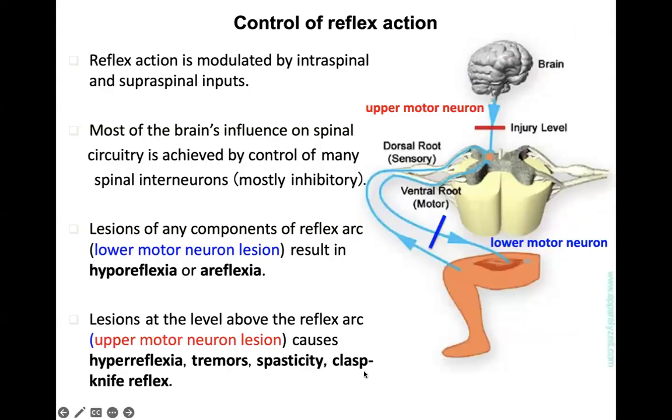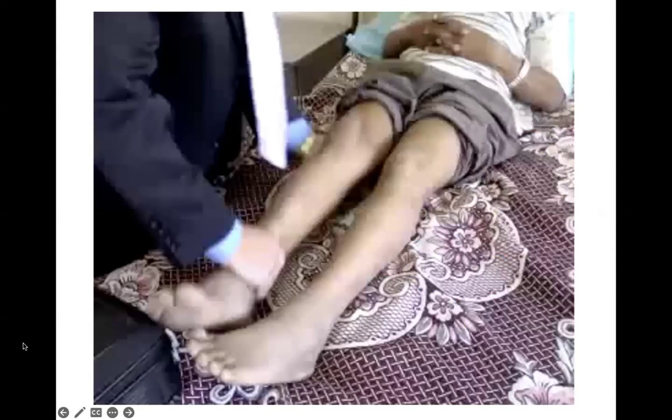Anyone know the word clasp knife? You can Google and look at the image if you have no idea what a clasp knife is. It's a type of pocket knife. When you try to close it, you have to put a little bit of pressure. In the beginning, it has a little bit of resistance, and until one point, it kind of collapses, boop, and then you can close that knife. So this is exactly the same as the response from these patients. And it's one example of hyperreflexia as well, a problem with the upper motor neurons.